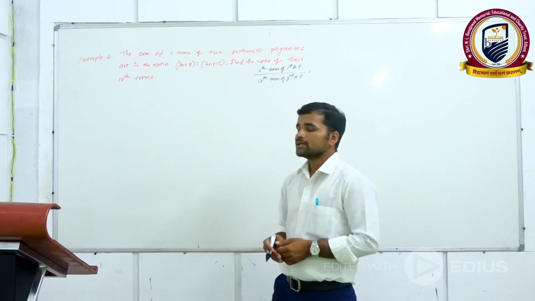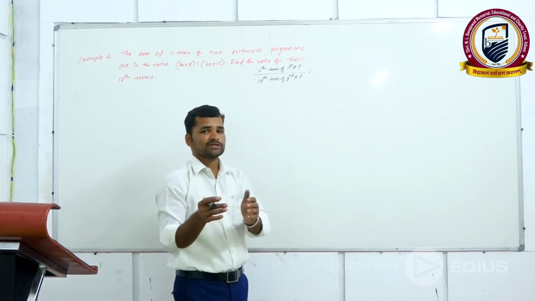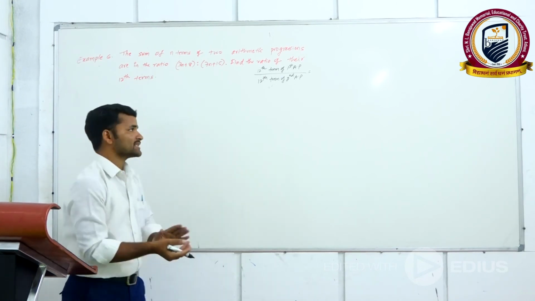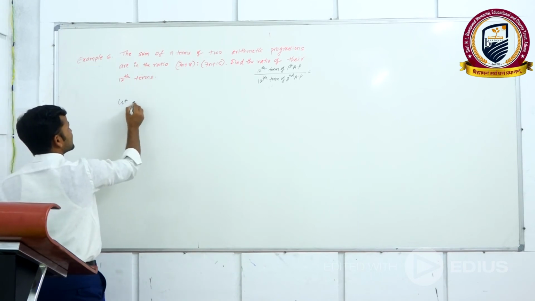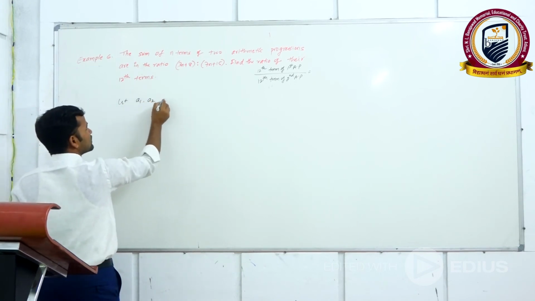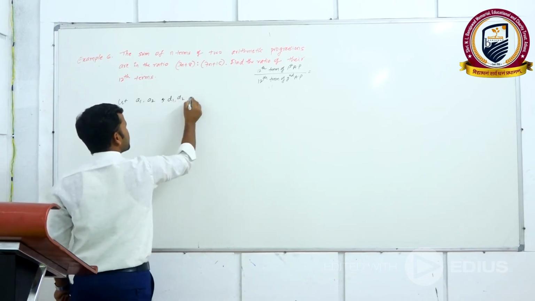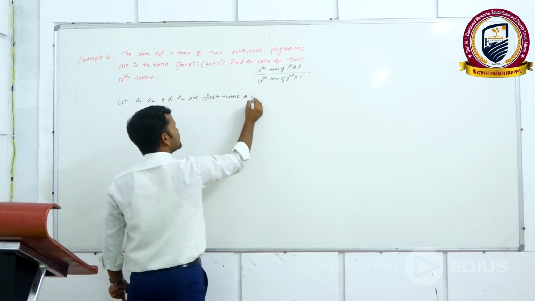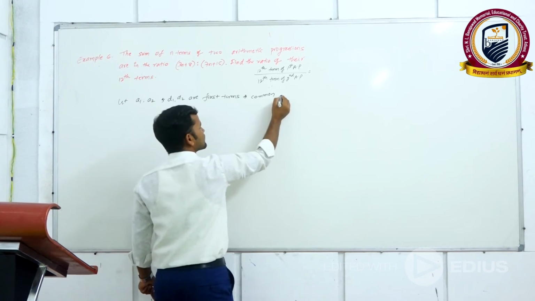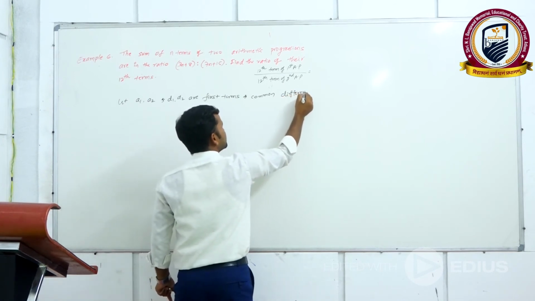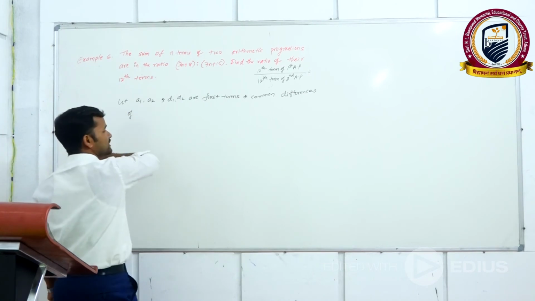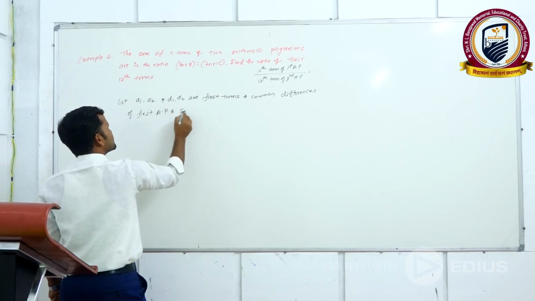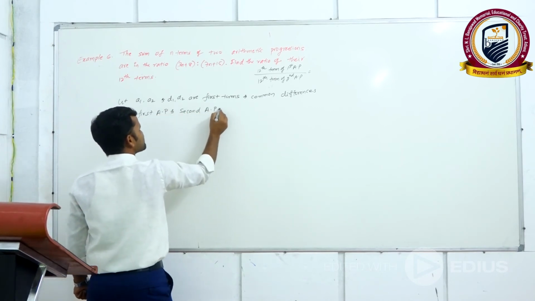That means, let me consider those arithmetic progressions' first terms and common differences as a1, a2 and d1, d2. Like that we will consider. Let a1, a2 and d1, d2 be the first terms and common differences of the first AP and second AP respectively.